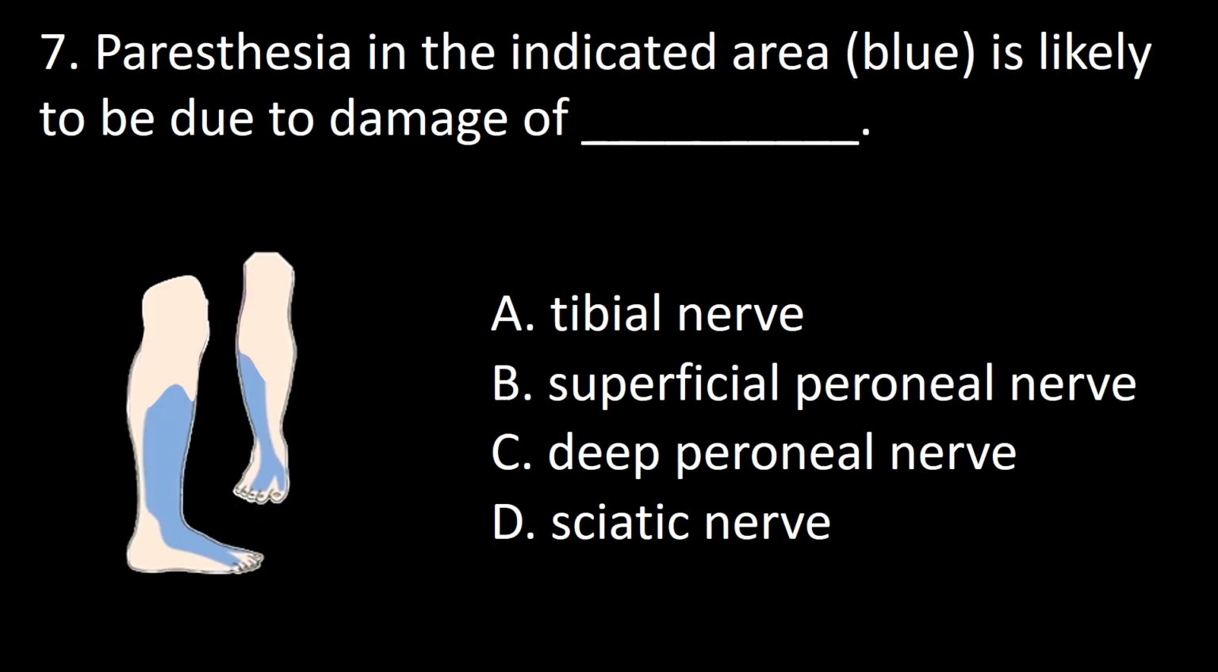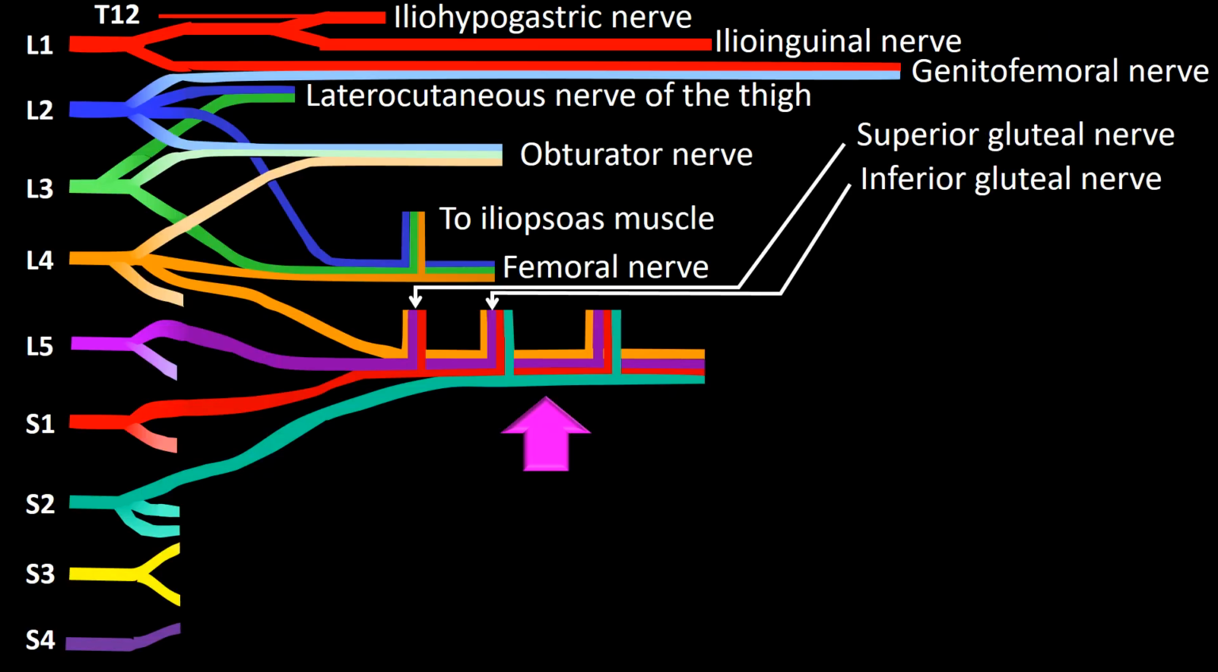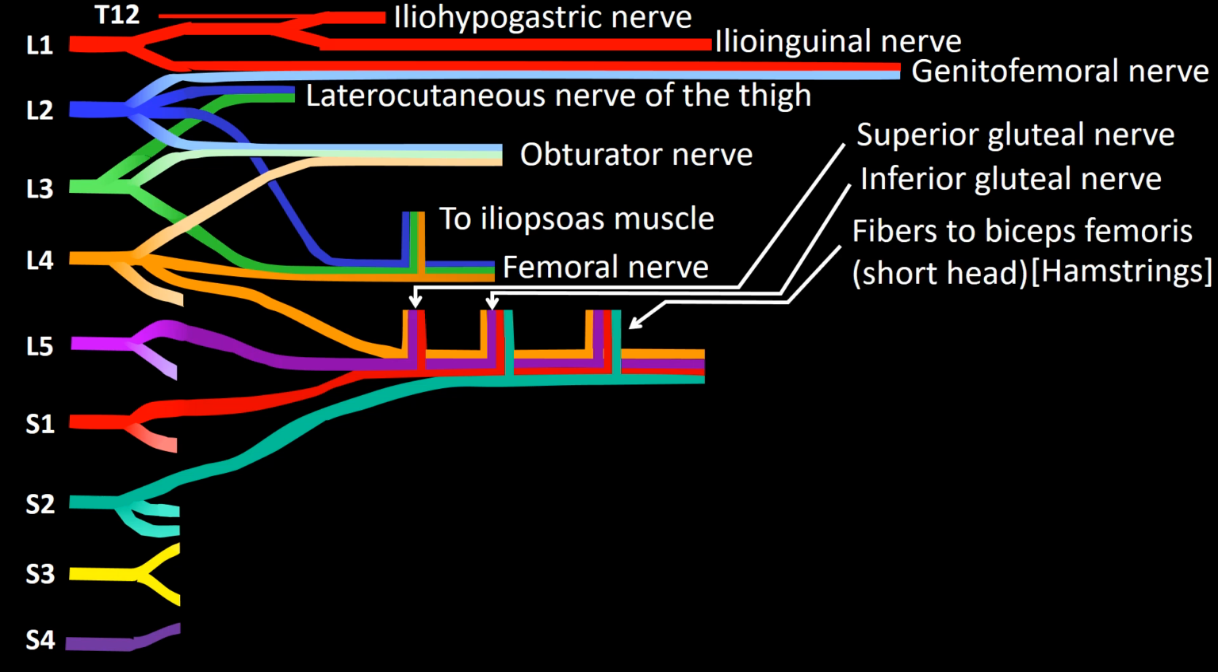Next question. Paresthesia in the indicated area, color blue, is likely to be due to damage of A. Tibial nerve, B. Superficial peroneal nerve, C. Deep peroneal nerve, D. Sciatic nerve. The last intermediary branch of this trunk is for the short head of the biceps femoris. The short head of the biceps femoris is one of the hamstring muscles. After the fibers for the short head of the biceps femoris are given, we will find the common peroneal nerve.